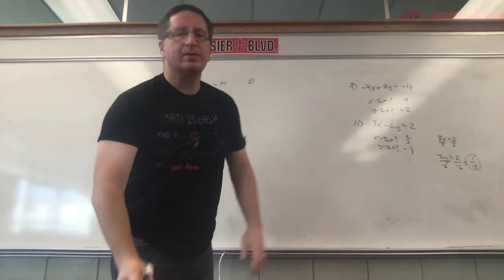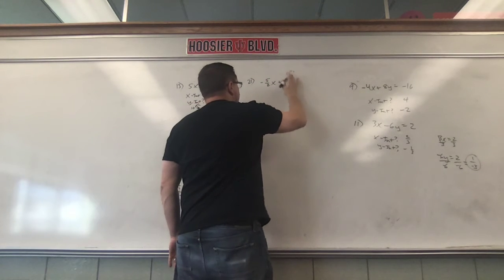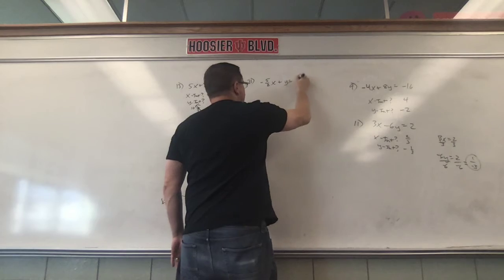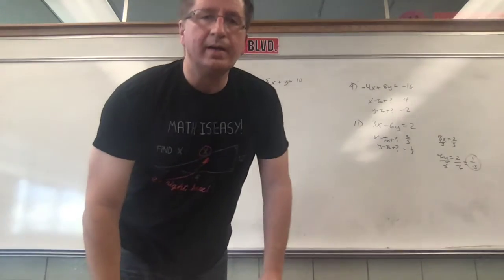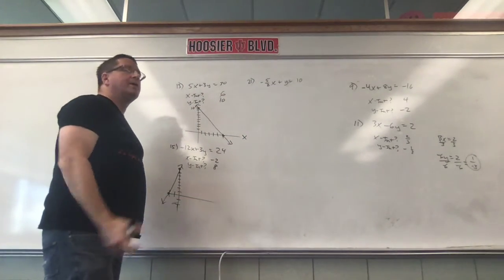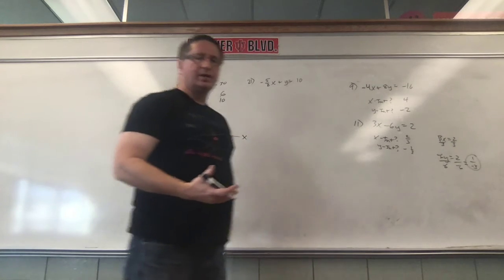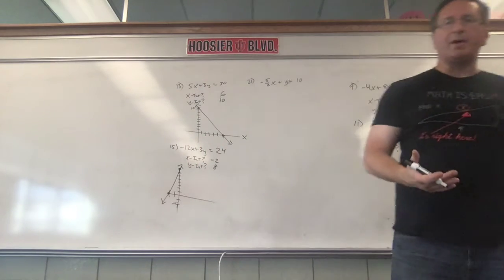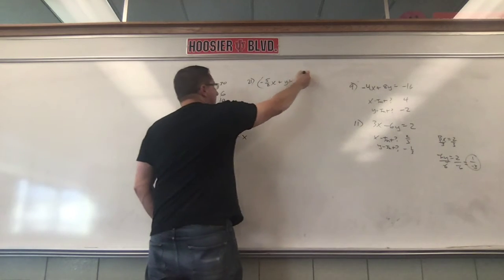Negative 5 halves x plus y equals 10. Okay, this one has fractions. I don't like fractions. Nobody likes fractions. Okay? So, I think I've shown this to you before. You do something called clearing your denominators. And what that means is you multiply everything by the denominator, by the bottom number. In this case, we're going to times everything by 2.